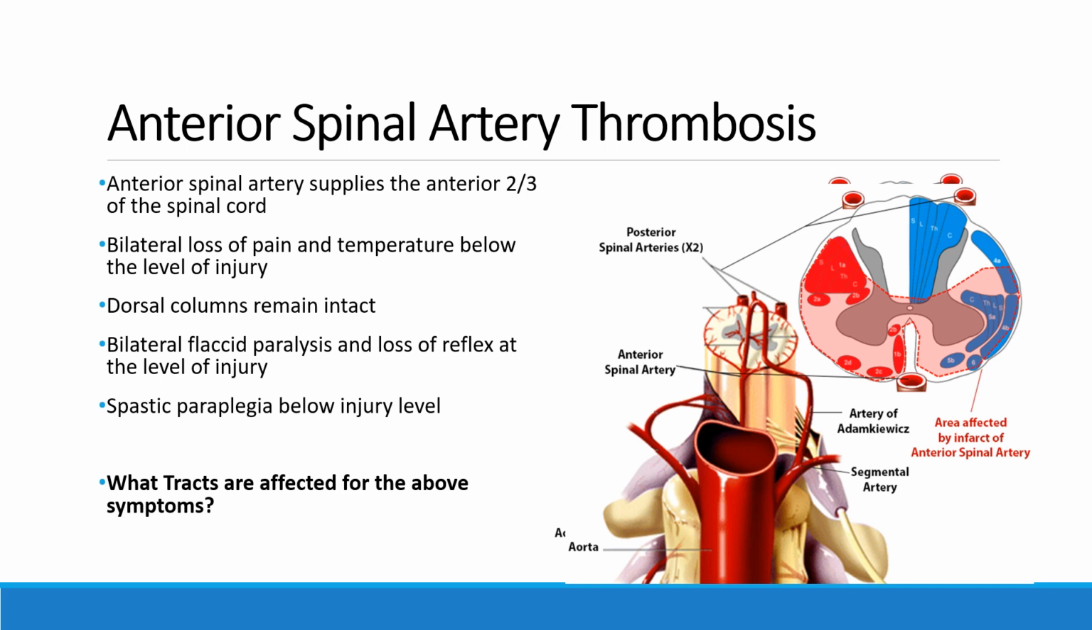Anterior spinal artery thrombosis. So we looked at this a little bit as well, but let's go through it again. Anterior spinal artery supplies anterior 2/3 of the spinal cord. Bilateral loss of pain and temperature below the level of the injury. Dorsal columns can remain intact. We see bilateral flaccid paralysis or no movement, okay, so just kind of droopy and atrophied, and loss of reflex at the level of injury. Spastic paraplegia below the level of injury.